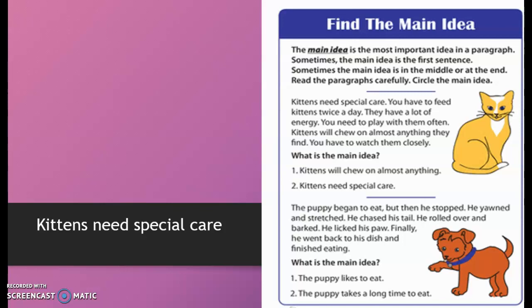So, the puppy likes to eat. It does say that in the very first sentence, but it also tells us other things. The puppy takes a long time to eat. So he stopped, he yawned, he stretched, he chased his tail, he rolled over, he barked, he licked his paw, and then he went back to eating. So I think the puppy takes a long time to eat.